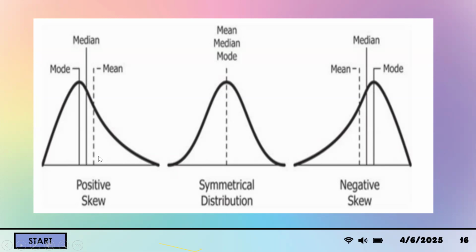So positive skew would be representing the mode as the highest point of the data distribution, whereas other points would be following later. In the negative skew distribution, you can again see that the mode is the highest point, the median is following the negative skew downwards, and the mean is making it further skewed towards the negative side.